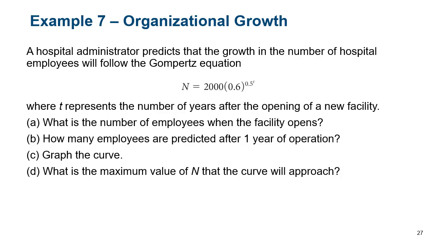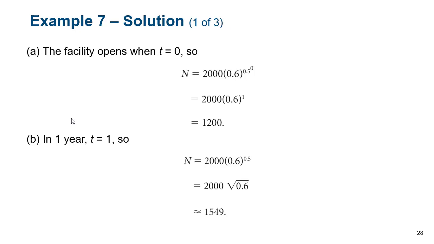How many employees are predicted after 1 year? Well, that's when we put in a 1 for t, and then we have to figure out what 0.6 to the 1/2 power is, and then multiply that by 2,000. We can graph the curve using technology, and then the maximum value of n that the curve will approach, well, that's easy. Remember, that's always the number in front of it. That's the 2,000. So we'll see, right?